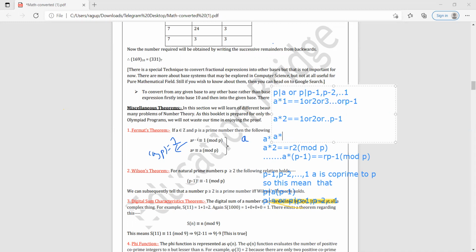Until a into p minus 1, 1 or 2 or 3 or p minus 1. Now, if you notice, these remainders are actually distinct. What I mean to say is that a into 1 would leave a remainder, let's say 2. Then it means that a into 2 cannot leave a remainder 2. They both will have distinct remainders.